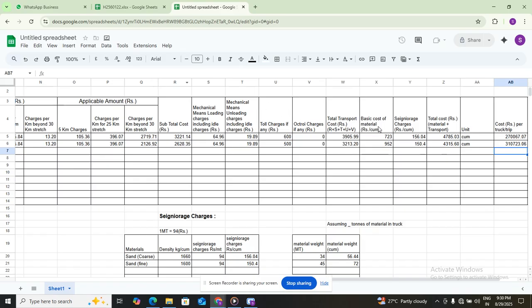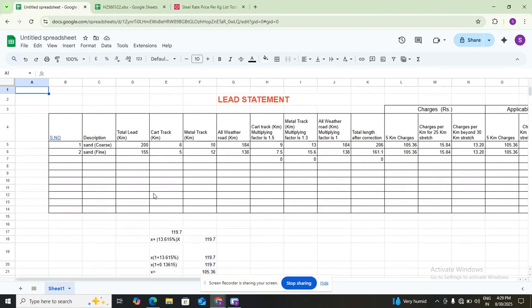We need to multiply it, this one. Okay, now we need to calculate the cement. Cement OPC 53 grade, we are designing, we are calculating OPC 53 loose.